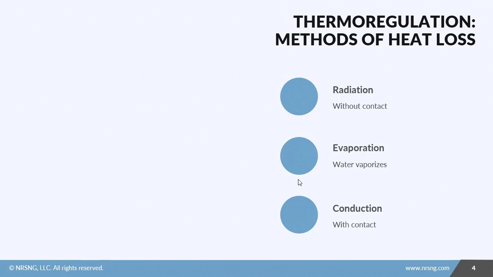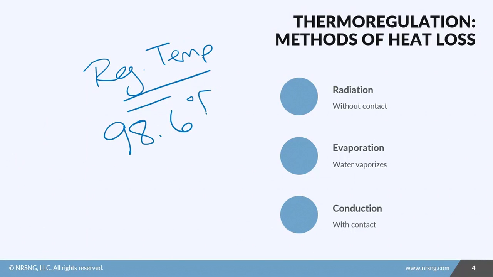Now, another main function of the skin is thermoregulation, which is regulating our temperature. Remember, the body temperature wants to be 98.6 degrees Fahrenheit or 37 degrees Celsius. So there's three main ways that our bodies lose heat. One is by radiation, and that's when the heat gets transferred without having to be in contact. So think about your radiator at home or a fireplace. That's heat transfer to you without you actually having to touch that thing, but you're still getting the heat from it. There's also evaporation. So when water gets too hot, it evaporates and it takes the heat with it.